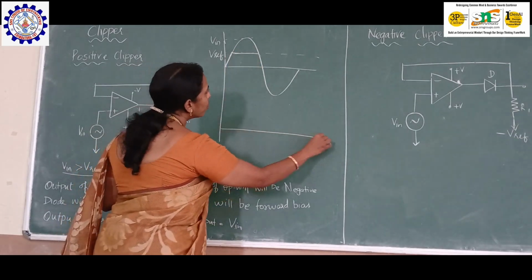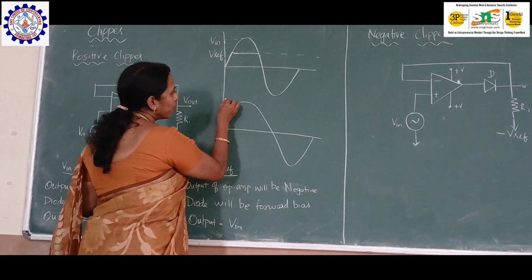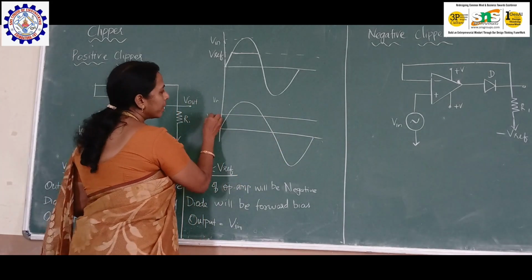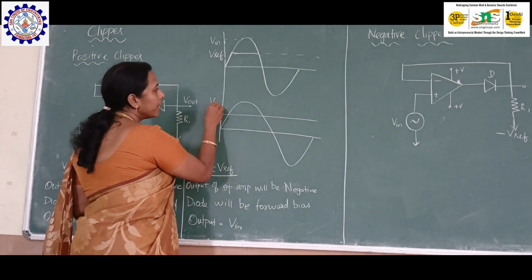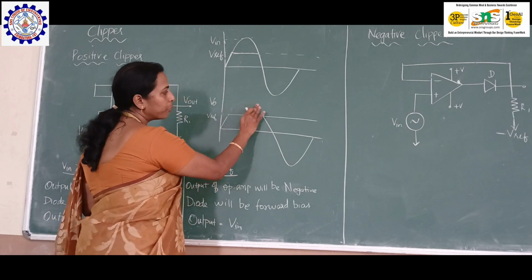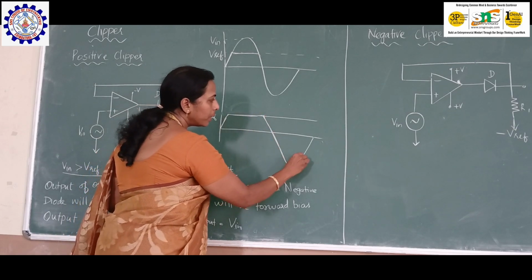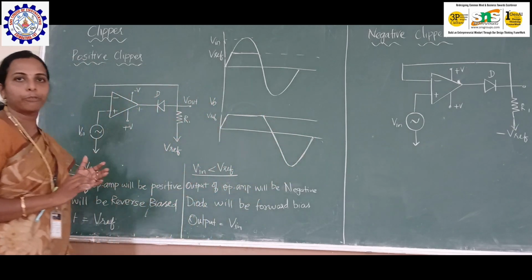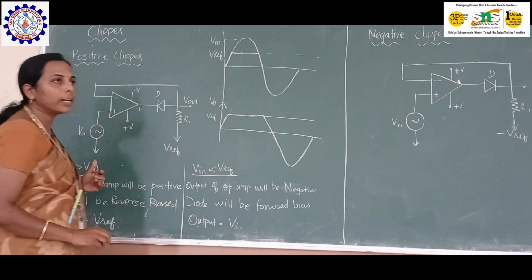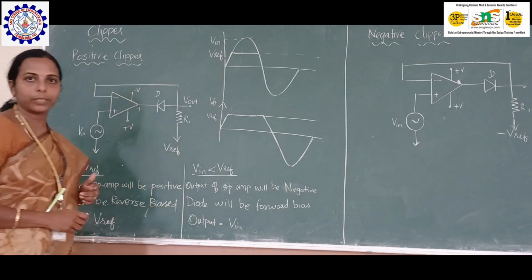So see how the output voltage looks. This is V in and this is V reference. The output voltage will be V out. It will be clipped off, right? This will be clipped off. Above the reference voltage, whatever is there will be clipped off. This is the positive clipper. This is the output voltage signal, and that is the input signal, with respect to this as the reference voltage.